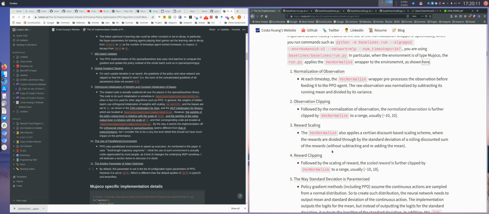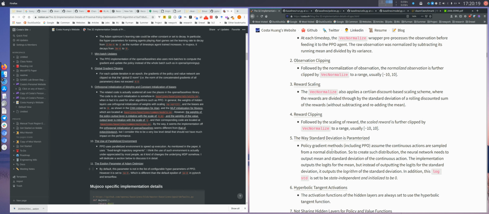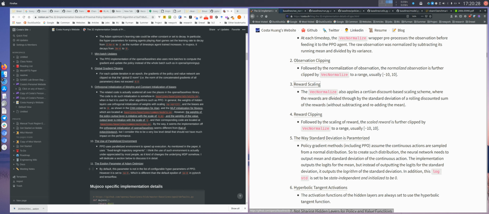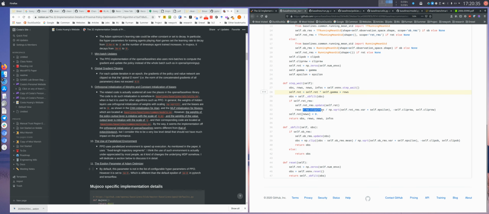Essentially, they do this sort of normalization of observation. They clip the normalized observation. They also do reward scaling, which is very interesting as it applies a certain discount-based scheme. The rewards are divided through by the standard deviation of a rolling discounted sum of rewards. And that is very interesting. You're almost doing the discounted rewards calculation already, and then when you train an agent, you're doing it again. So this is a very interesting optimization, in my opinion.